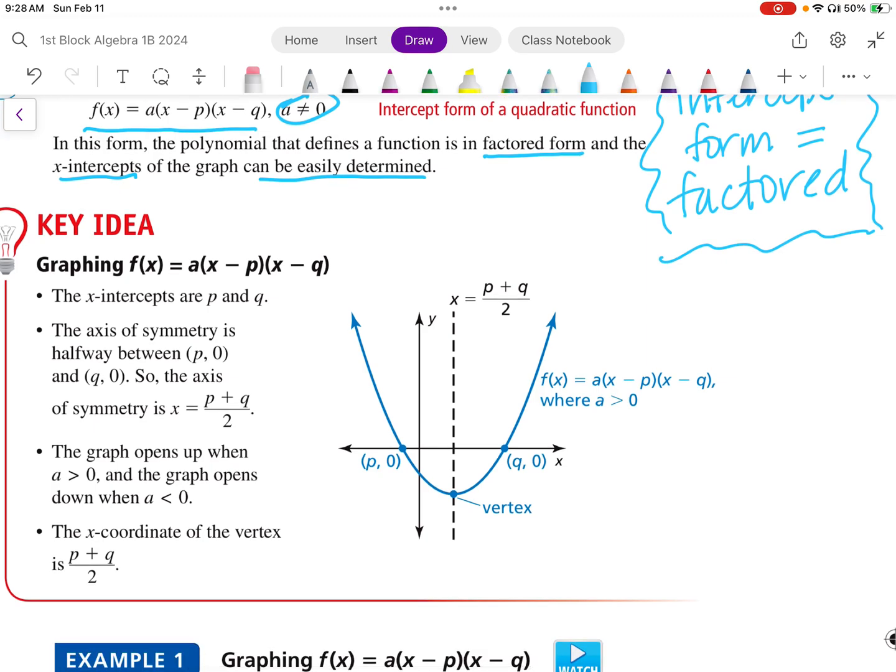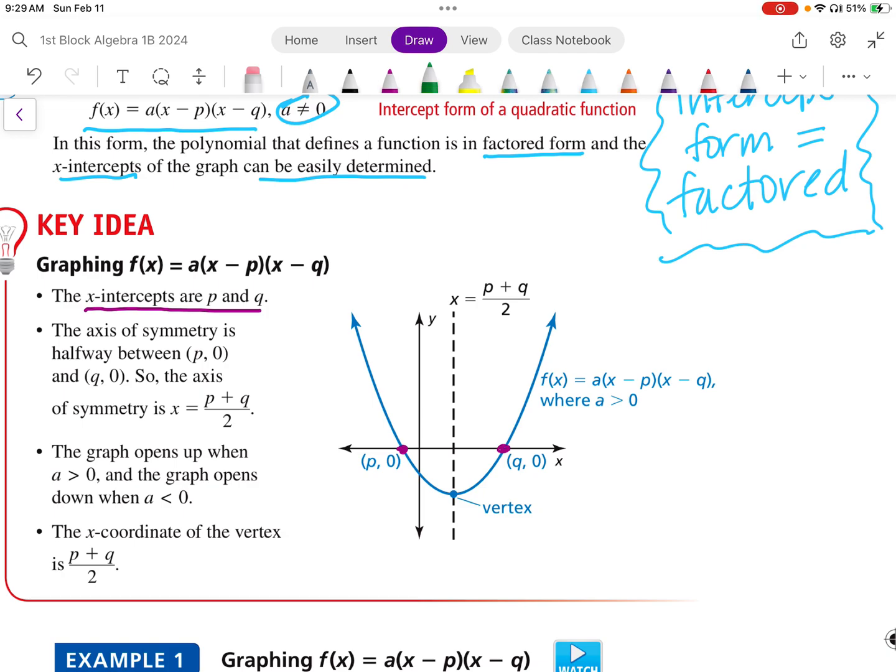Here's the key idea. If we take this with just our variables, which I know it's difficult to look at, but some of the things we want to know from intercept form is our x-intercepts are p and q. And we know that based on the factoring that we've done. When we set this equal to 0, we're going to say x minus p equals 0, so x equals p. And x minus q equals 0, so x equals q. So right away we can look, and whatever p is and whatever q is, we can graph those as our intercepts.